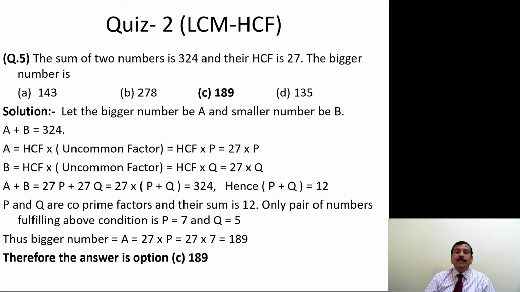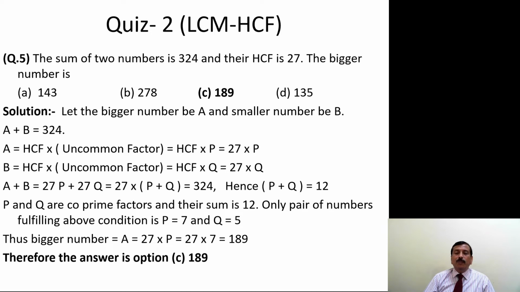The sum of the two numbers is 324 and HCF is 27. Find the bigger number. Let's consider the bigger number is A, smaller is B. So A plus B is 324. A is equal to HCF into uncommon factor. Some uncommon factor will be there because whatever is common will become part of HCF. HCF is highest common factor. Whatever is not common becomes uncommon. So HCF into the uncommon component, let it be P.